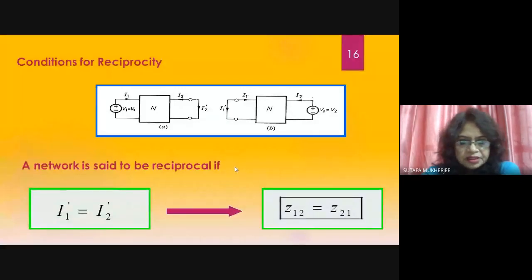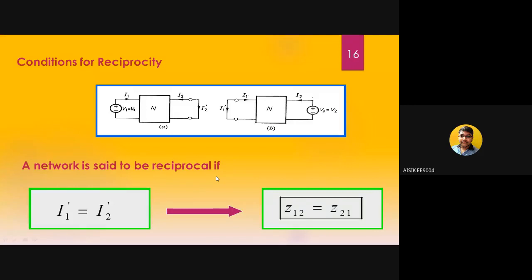This condition of reciprocity will be proved in the case of the two-port network, for Y parameters, Z parameters, and other parameters. These are the conditions of reciprocity: I1 dash equal to I2 dash, Z12 equal to Z21. And do you remember what Z12 is? The name of this particular parameter, Z12 and Z21? Input driving point impedance? No, reverse transfer impedance.